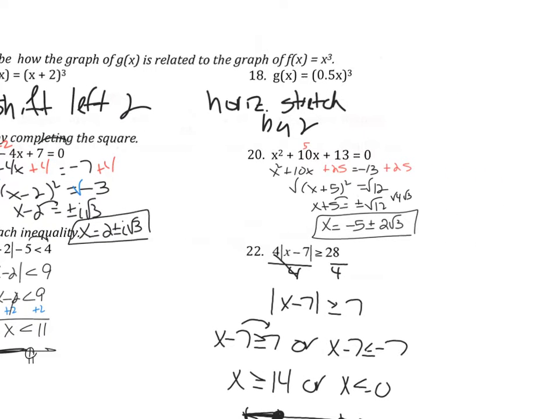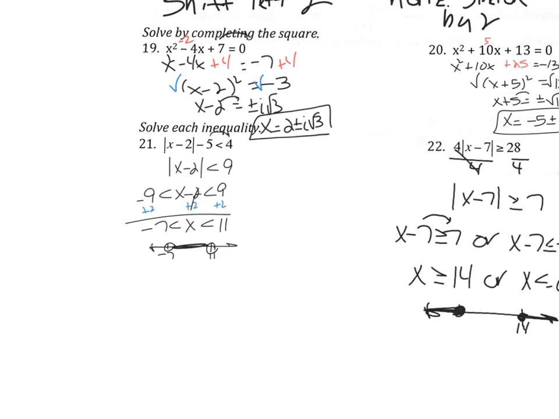Number 20, same exact deal. Move the 13 over, take half of 10, which is 5, square it, add it to both sides. Over here, add, you get 12. Over here, the half goes inside your parentheses. Break down the 12. You can use 4 and 3. That gives you 2, 1, 3. Just move the 5 over. Done. And 21, 22. We've done so many of these by now.